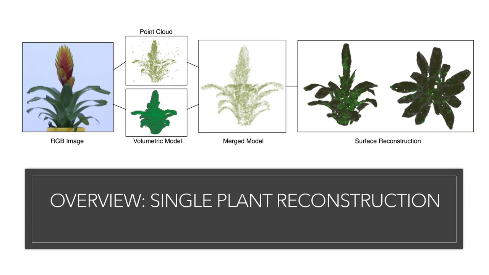So this is just that overview again for a bromeliad, and here is one of your RGB images on the left. And again, note that you don't need to have this calibration target in the image, which means you can get some of the views like the side-on view that wouldn't be possible using the manual method. So this is then used to generate a point cloud and a volumetric model. These models are then merged together to create the merged model, and then the surfaces are fitted via surface reconstruction to create your final model.